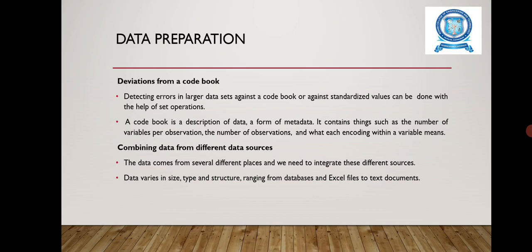Now let us see about the derivations from a code book. Detecting errors in larger data sets against a code book or against standardized values can be done with the help of set operations. A codebook is a description of data, a form of metadata. It contains things such as the number of variables per observation, the number of observations, and what each encoding within a variable means.